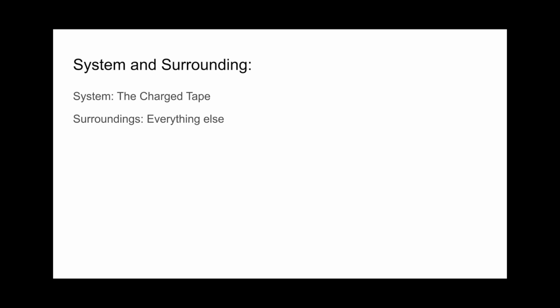Lab. System and surroundings. The system is the charged tape moved towards the other charged tape, the one at the bottom. The surroundings are everything else, so the second charged tape across the two pillars, just the hands, everything else. Initial conditions: both of the tapes are charged with a positive charge.